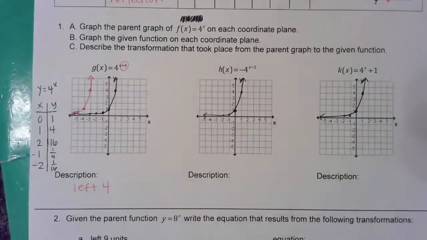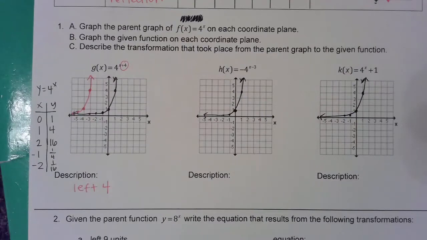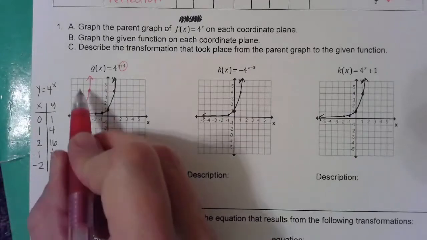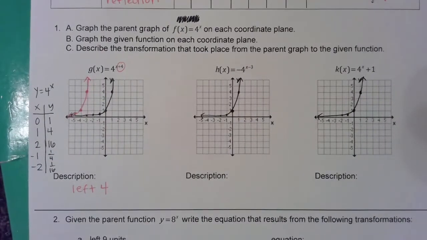So that graph right there would be the graph of g of x, which is the regular graph moved 4 to the left. And you could plug in any of these numbers to make sure that you have these points in the right place. Okay.